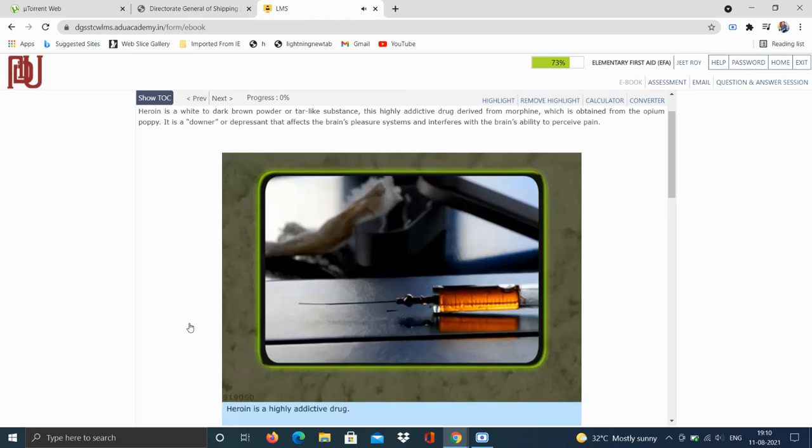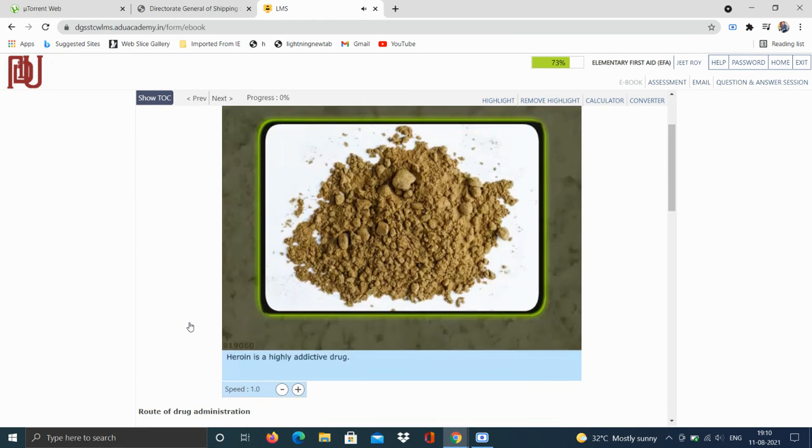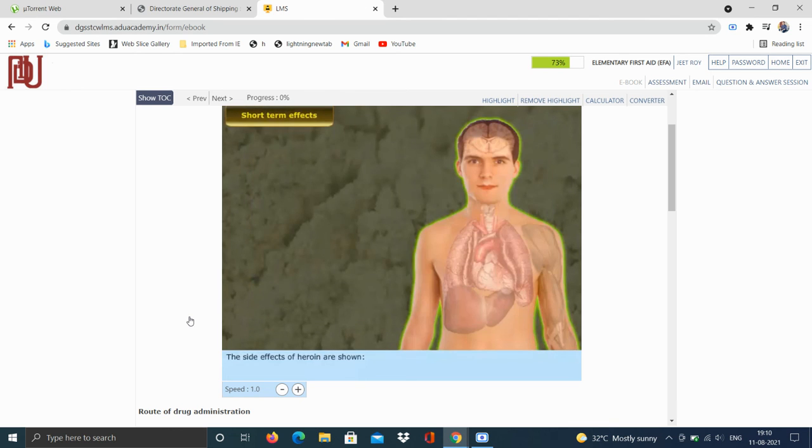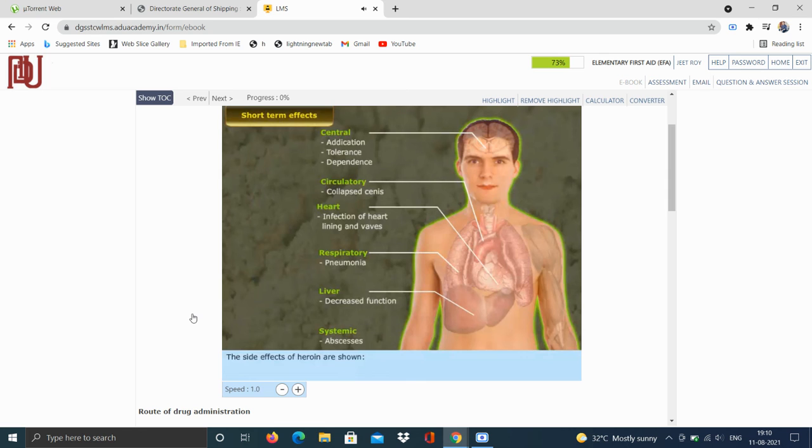Heroin is a highly addictive drug. The chemical structure of heroin is shown, and the side effects of heroin are shown.